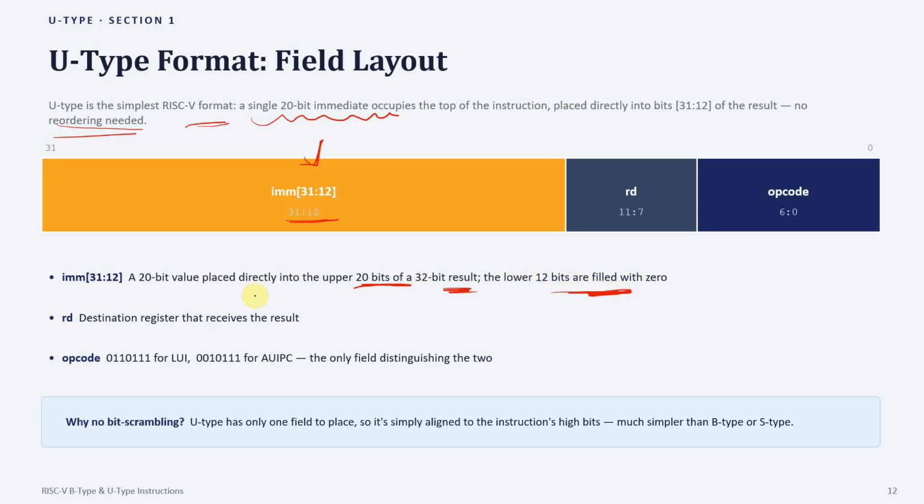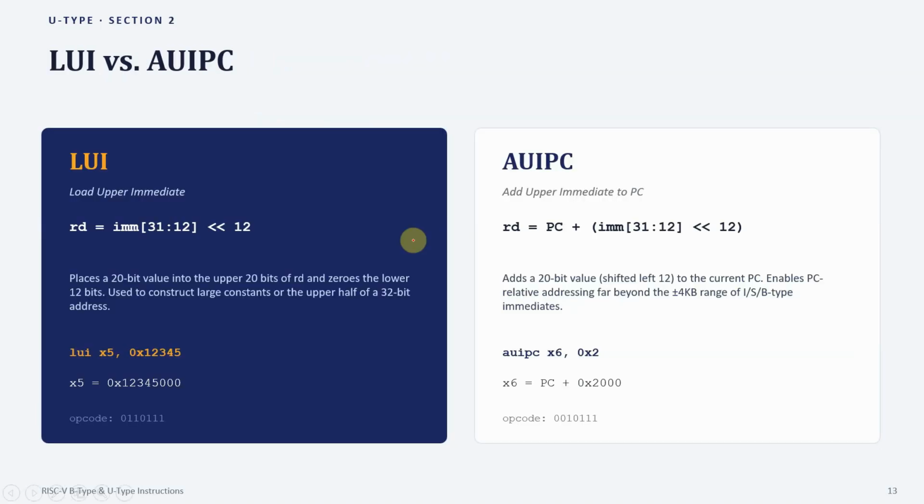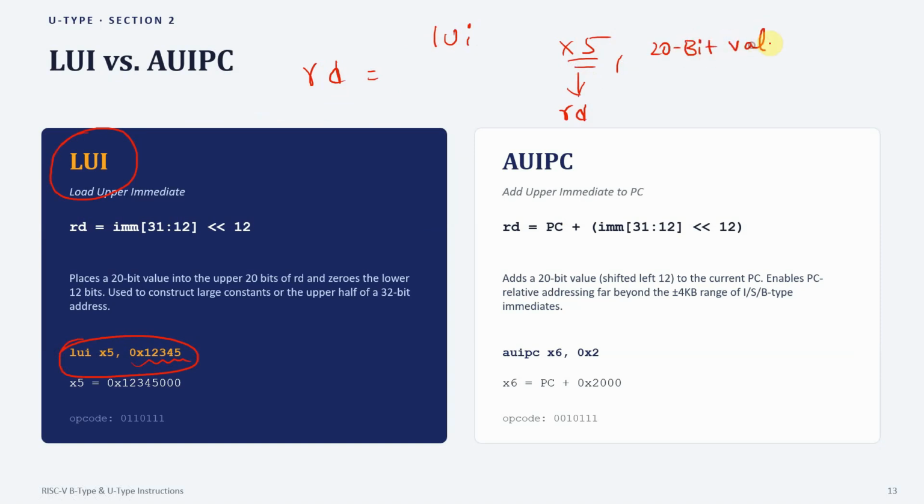Okay, so let's say suppose I want to have a particular load upper immediate instruction. I'm going to write down LUI X5, where X5 is my destination register RD in this particular case, and I'm going to write down my 20-bit value. Okay, now what is going to happen here?